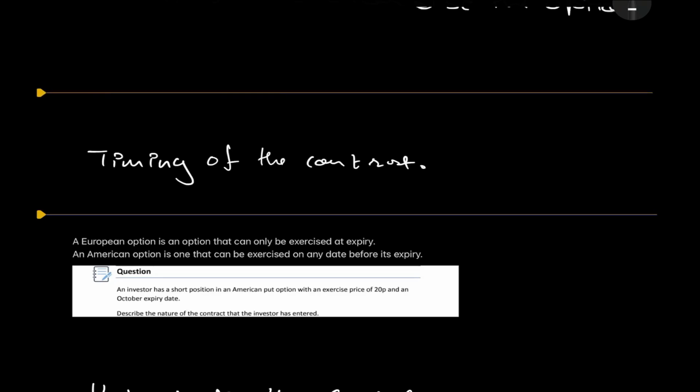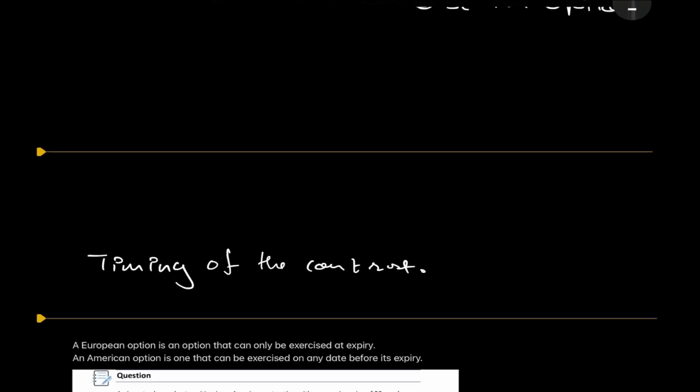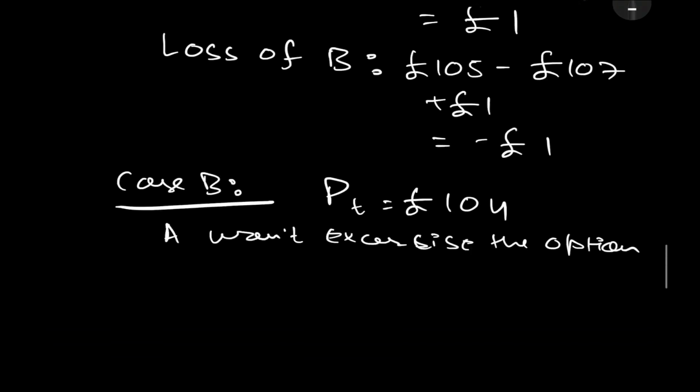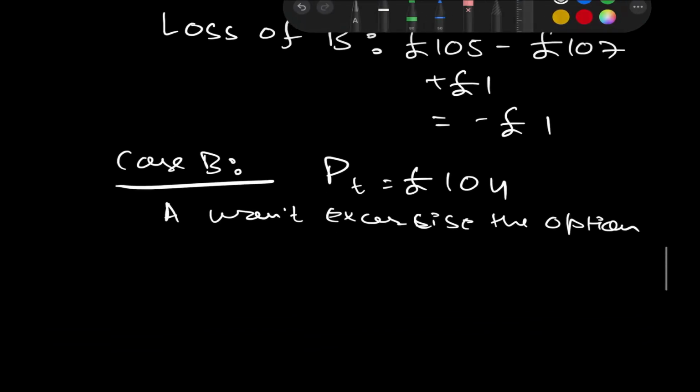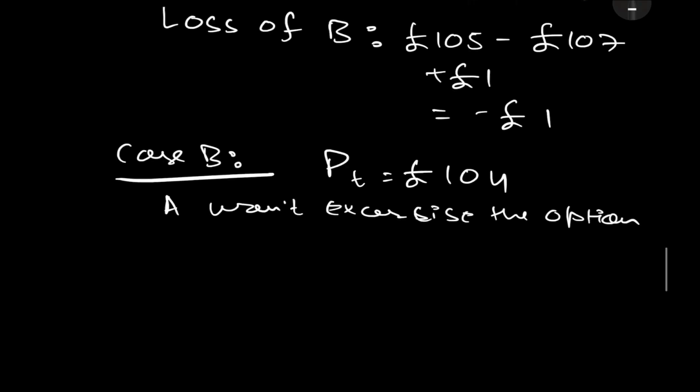Well, it's actually very simple. Because if A exercises the option, they lose money, right? They will then buy it from B at 105 and then sell it in the open market for 104 and then lose money. Why would I buy something which is worth 104 in the open market for 105? So A won't exercise the option, okay?